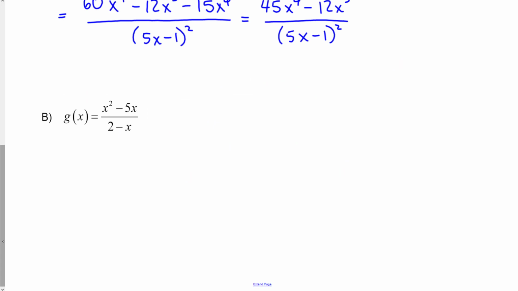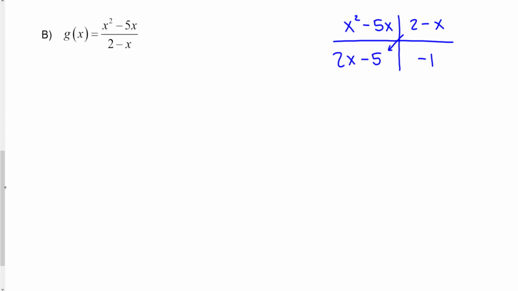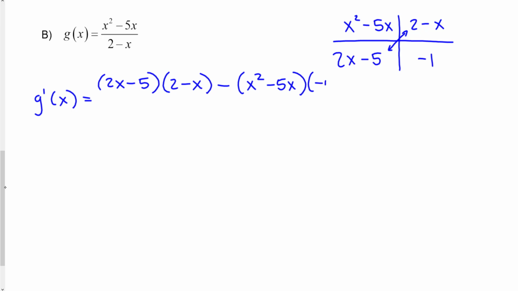Next up, g of x equals x squared minus 5x over 2 minus x. So let's try it out. Again, like I said, I do this box. The numerator is x squared minus 5x. The denominator is 2 minus x. So the derivative of the numerator is 2x minus 5. Derivative of the denominator is negative 1. We multiply these corners of the box first. So g prime of x is going to be 2x minus 5 times 2 minus x minus x squared minus 5x times negative 1 all over my original denominator squared.